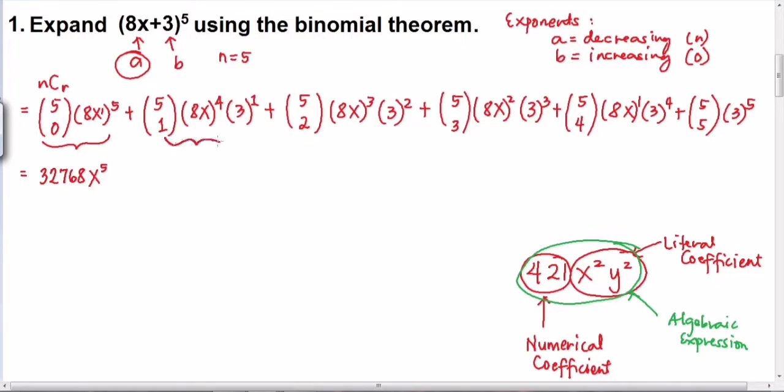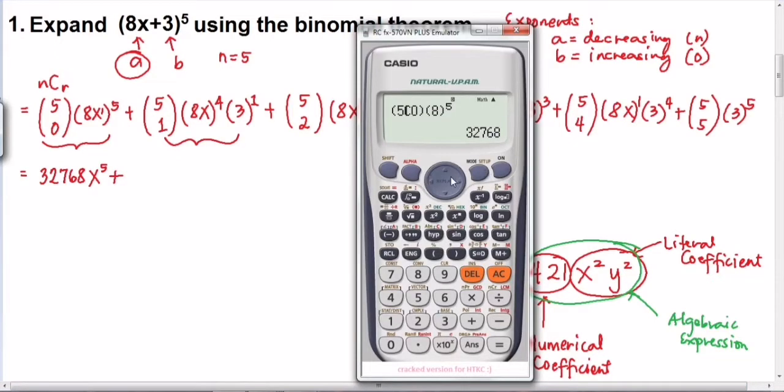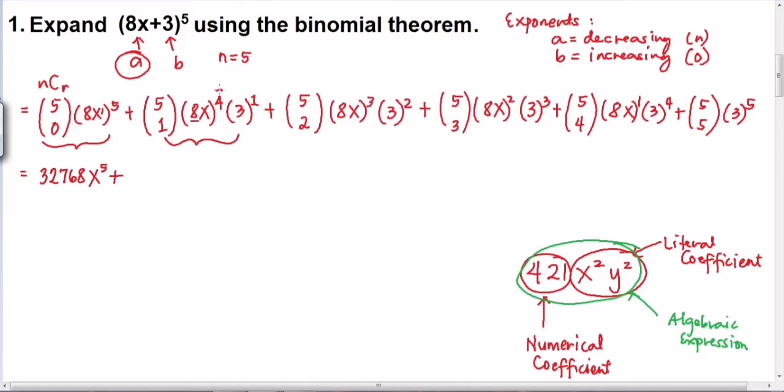So, dito na tayo, yung susunod. Lagyan natin ng plus to. Okay? So, yung sunod, 5C1. So, basically, guys, edit lang natin to. Magiging 5C1. And then, ito, magiging raised sa 4. Ayan. So, 8 raised sa 4. Kasunod, 3 raised to 1.